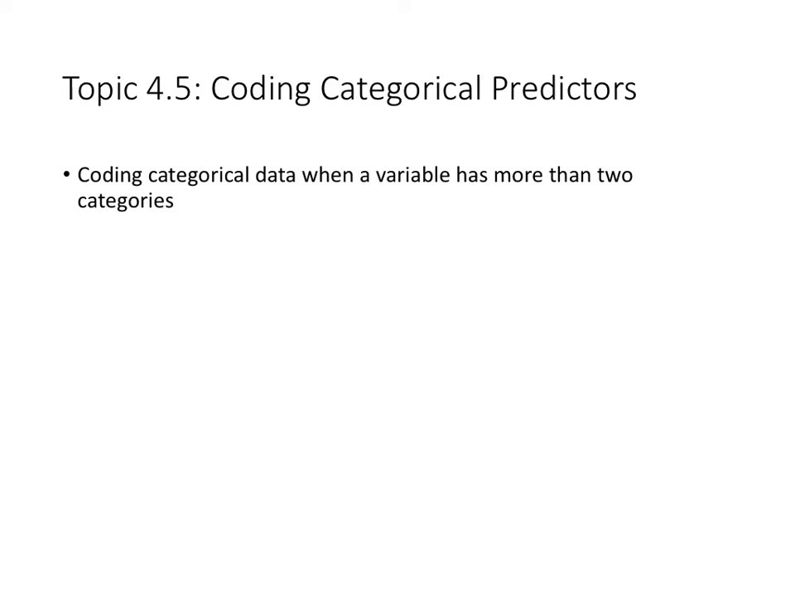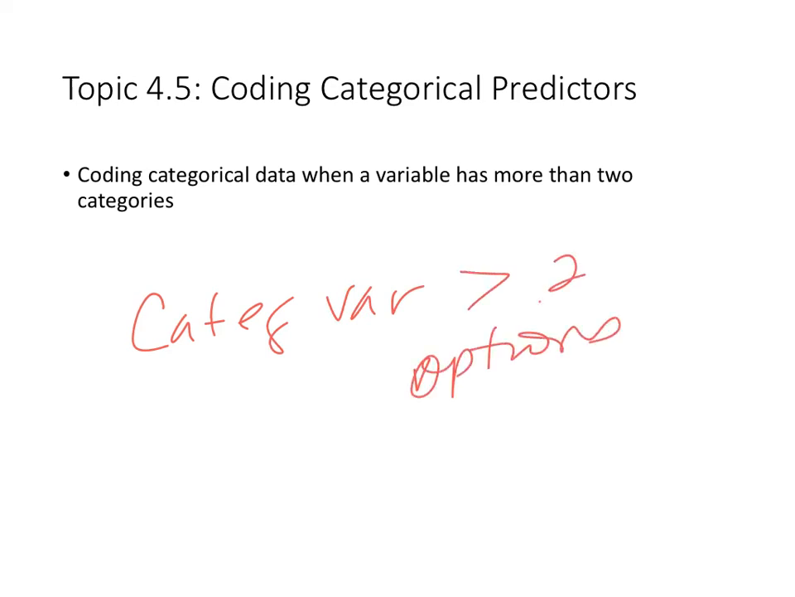But in the past, we only dealt with categorical variables that had two options. We want to think about what to do with categorical variables that have more than two options. How do we categorize now and include those variables?